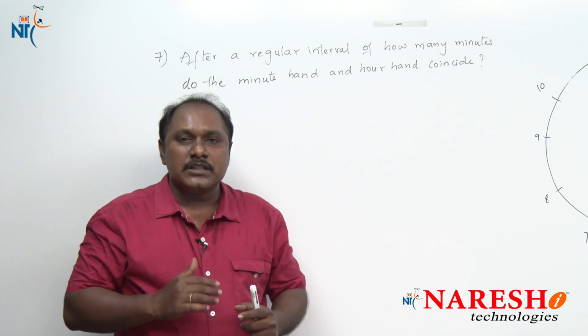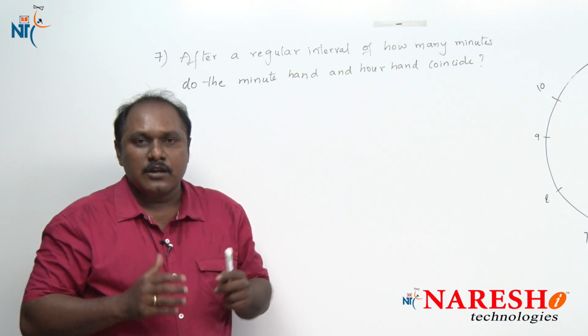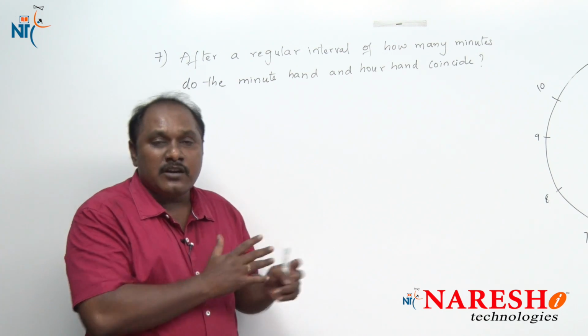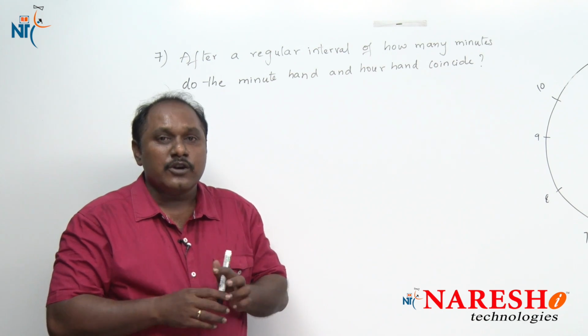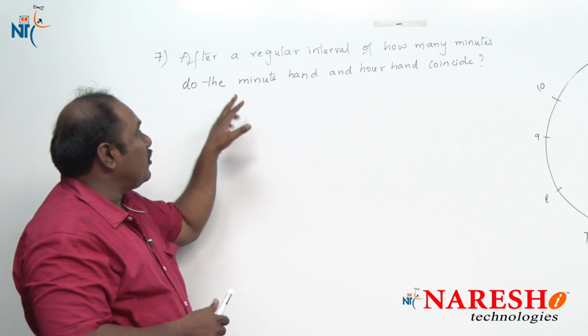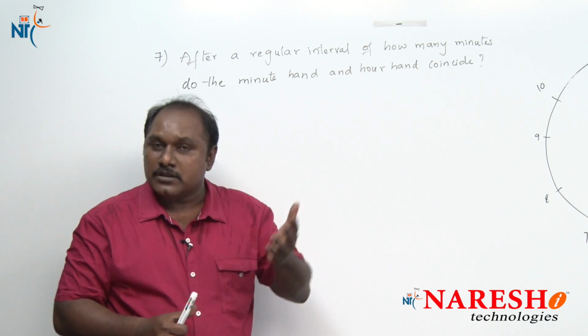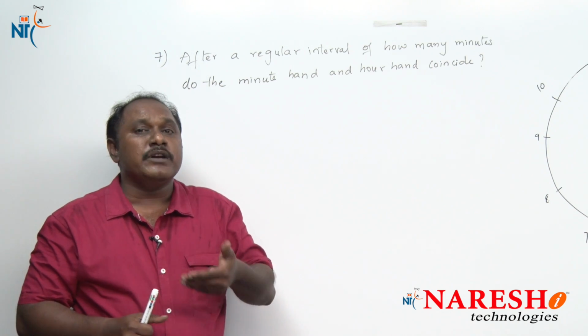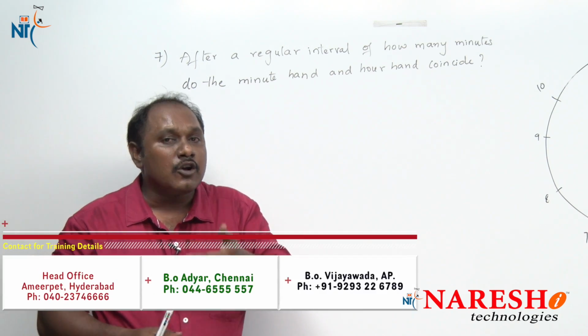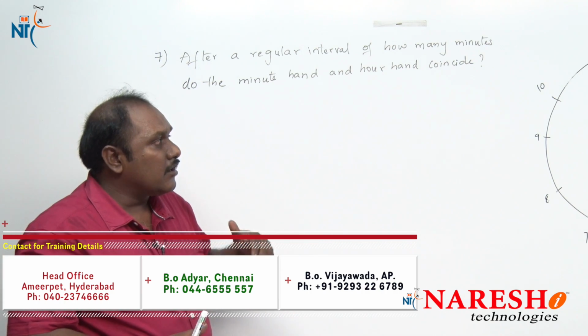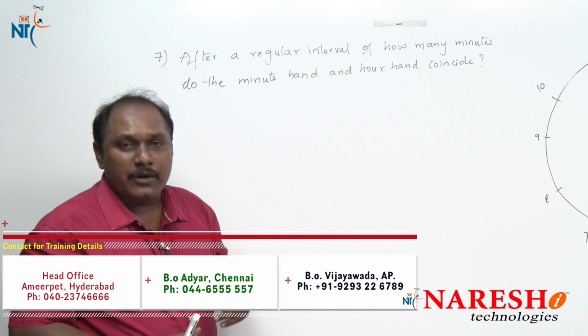Now the question is, after how many minutes will it come and coincide? Now to tell the answer for this question, there are two different ways. One is you can tell the answer generally. The second one is you can tell the answer based upon the answer we have written in the previous question, that is, in 12 hours, how many times do the minute hand and hour hand coincide? Let us first of all try to tell the answer in a general way.